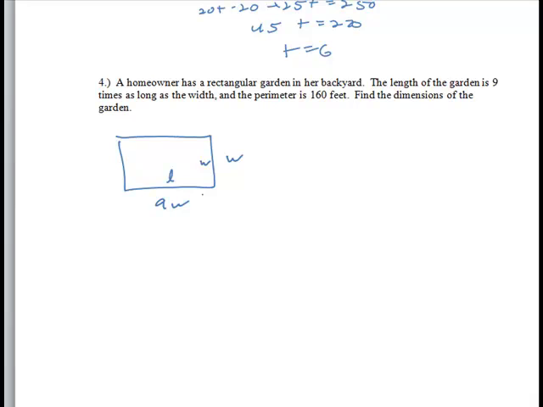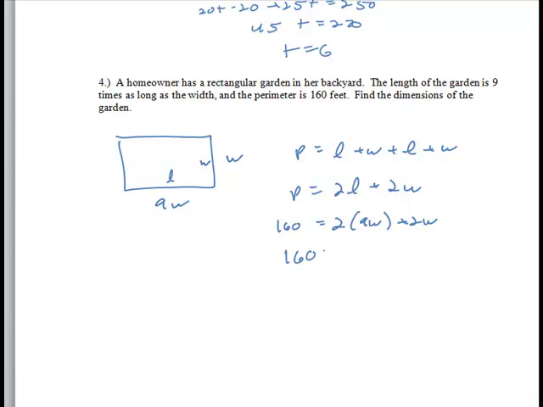Once again, the perimeter is the sum of all the sides, a length plus a width plus another length plus another width. In other words, the perimeter is going to be equal to 2 times the length plus 2 times the width. So we substitute in these values. The perimeter is 160. The length we set equal to 9W, and the width we just left as W. So a linear equation with one variable. We can simplify and solve.